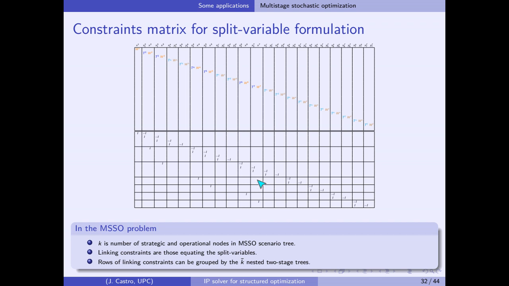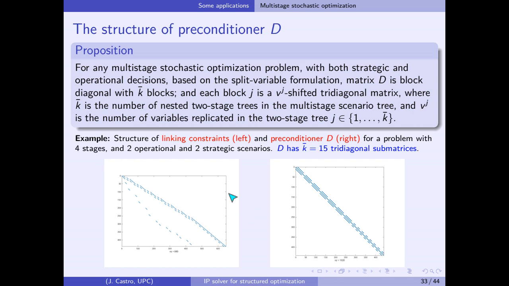It's also important to see the structure of the preconditioner. The preconditioner in this specialized interior point method is obtained by multiplying the linking constraints by their transpose. And it can be seen that if you do that, if you multiply this linking constraint by its transpose, that will be the linking constraints for the previous instance, the previous multistage tree. The product of this by this transpose is something like that.